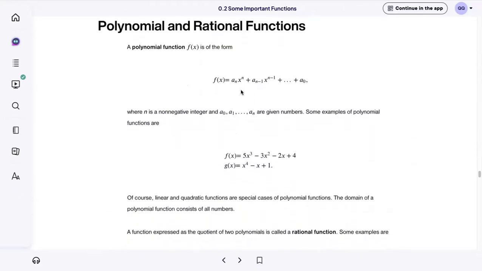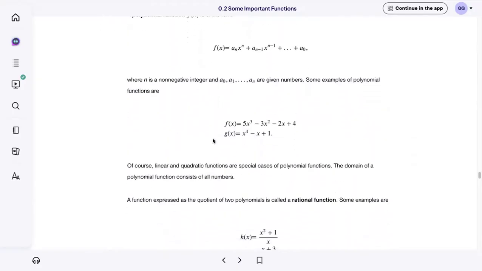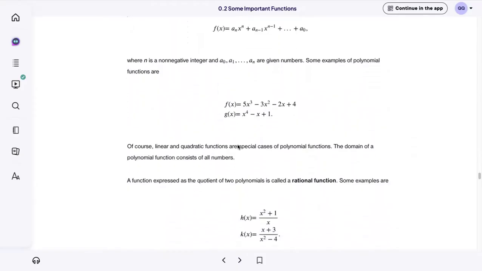Well, a polynomial goes up to degree n, right? x raised to the n, and then a_n cannot be 0. This is an example of degree 3, and then g is an example of degree 4.